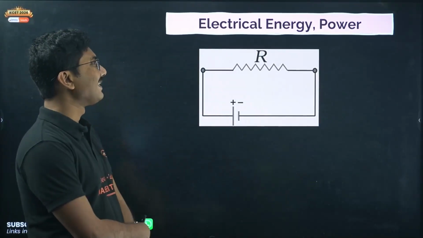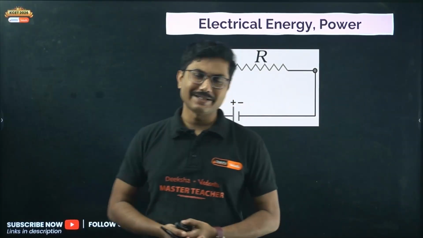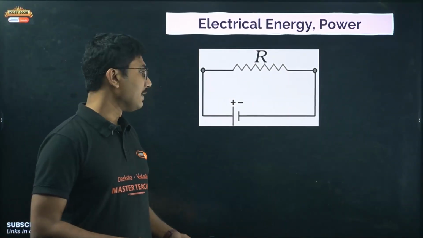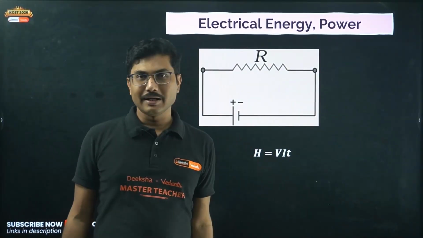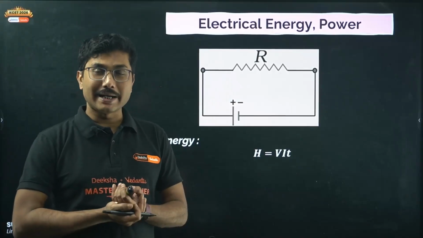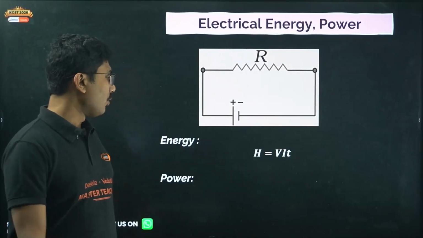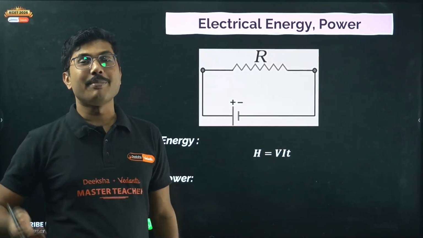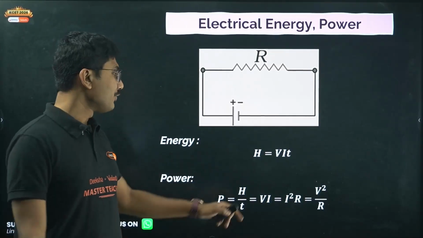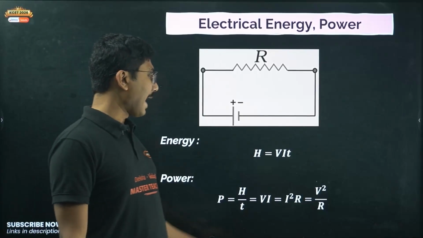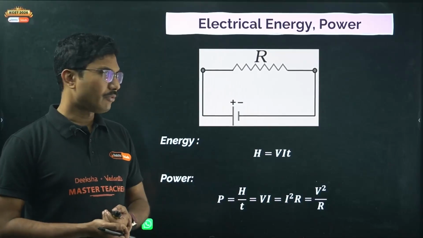Now let's move on to electrical energy and power. If current flows through a resistance, it spends energy, and that energy spent is given by the formula H equals VIT. So the heat or energy generated by the resistance is given by voltage into current into time. Now power is energy absorbed per unit second. So it is heat generated divided by time, which is given by VI. In terms of other formulas, I square R and V square by R. These formulas are important when solving some questions.